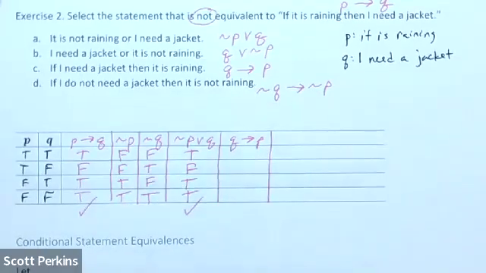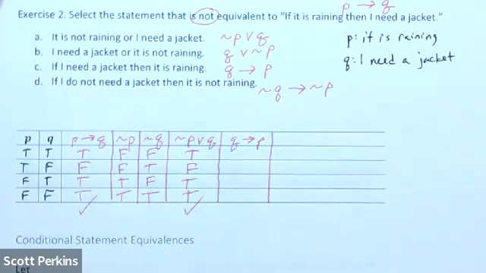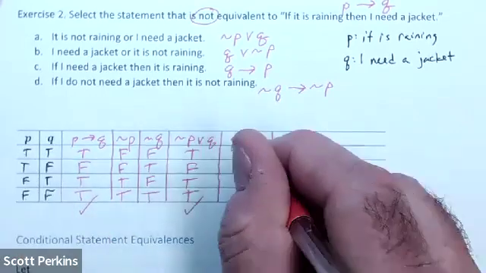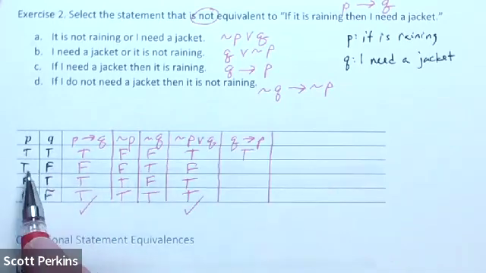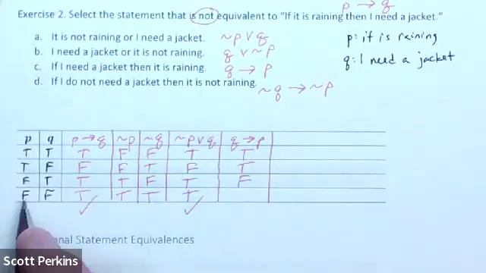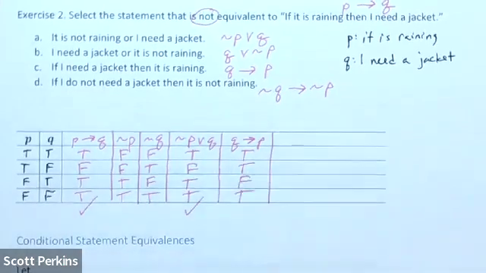Okay, Q then P. I'm going to look at my 2 columns backwards. So we're starting with the Q column going in the direction of the P column. So Q then P. The first one is true then true. That is true. The next one, false then true. That is true. The next one, true then false. That's false. And then false then false. That's true.